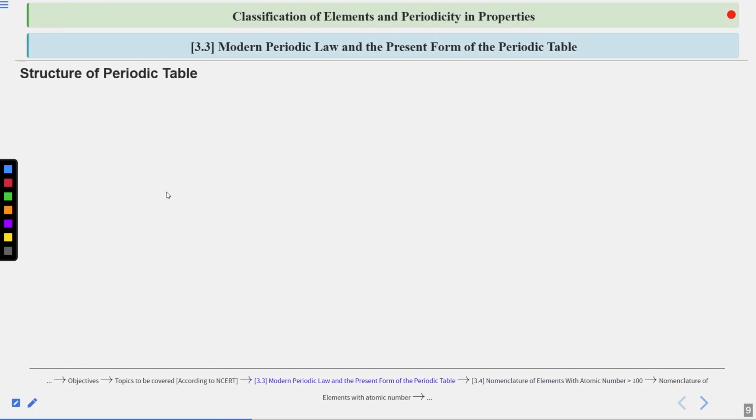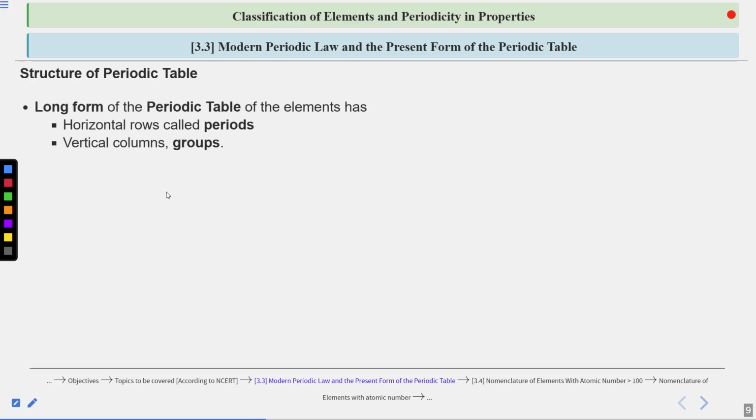Now, on the basis of this, he formulated the long form of the periodic table. So we will look at its structure. First of all, there are two things in the long form of the periodic table. The first one is periods, which are the horizontal rows, and the vertical columns, which are the groups.